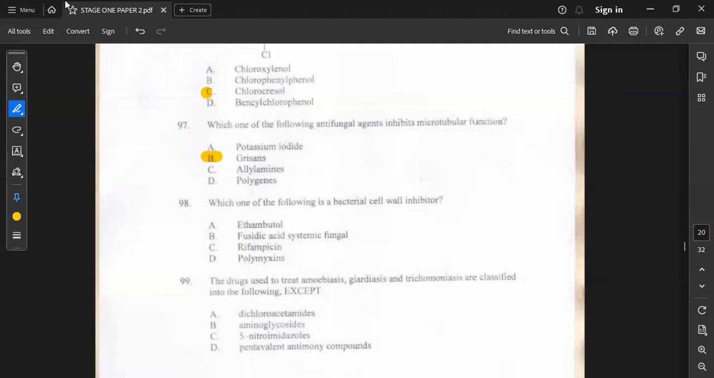The next class, let's talk about the allylamines. Majorly here we have terbinafine, which is also another very common antifungal agent on the market. The allylamines: terbinafine, butenafine, and naftifine. Anything you know about terbinafine?